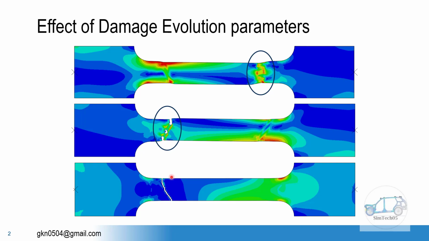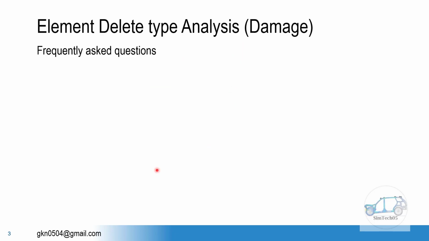See, there we have two things. One is damage modeling, the damage material model, and the second is the damage evolution parameter. We will talk about that. Here we discussed the damage evolution parameter, not the damage material modeling. We have the same material model, the same damage material model for all three cases, but a different damage evolution parameter. So there we have some frequently asked questions. Let's discuss those first.